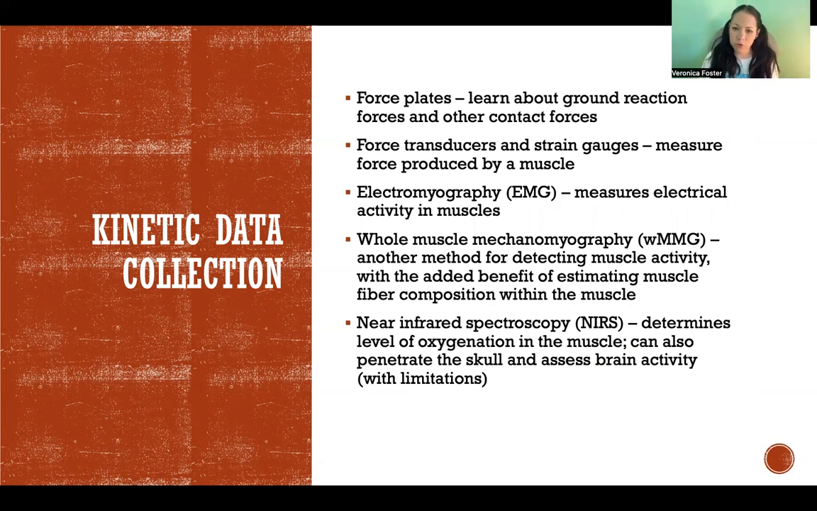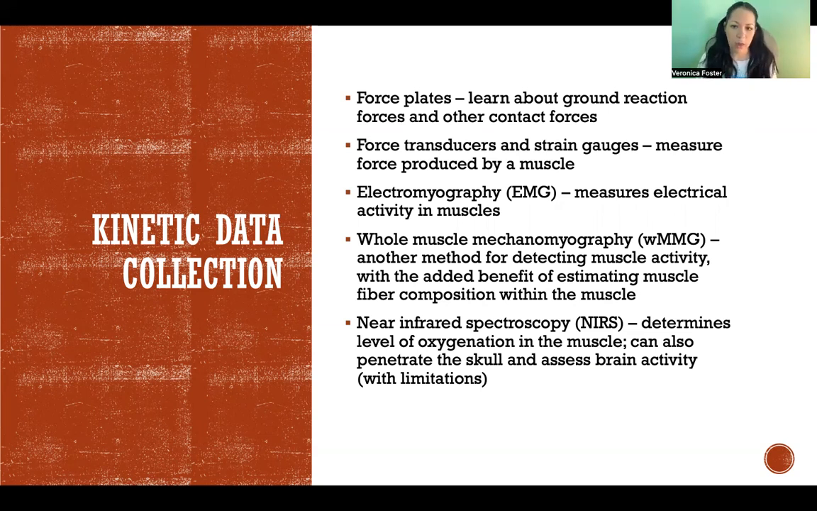Then there are also force transducers and strain gauges that help measure force produced by a muscle. So depending on how much force the muscle produces and to what extent it shortens, it's going to put a different amount of strain and stress on the tendon. So it's a way to kind of gauge how much force is being produced by the muscle.